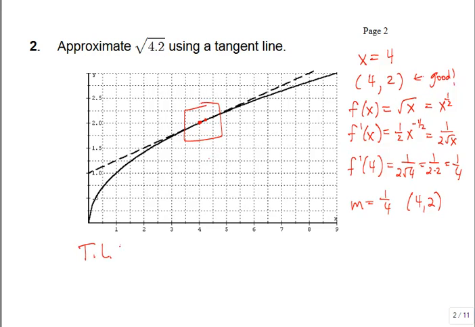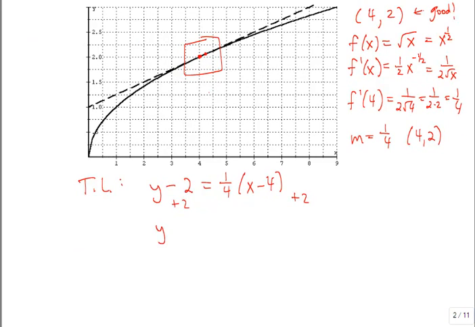So my tangent line will be y minus this y value 2 equals our slope, which is 1/4, times x minus 4. And if I add that 2 over to the other side, then we get y equals 1/4 x minus 4 plus 2. And again, you can distribute if you like, that's up to you. So this again is going to be called our linear approximation to that square root function. It's much easier to deal with the equation of a line than it is to deal with a square root.